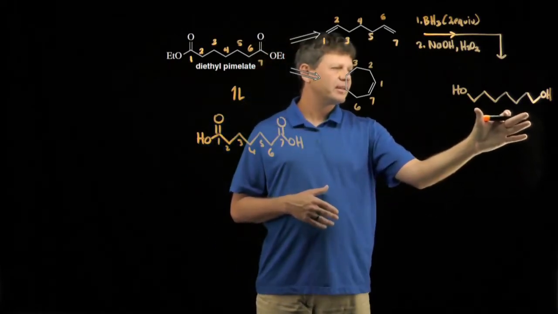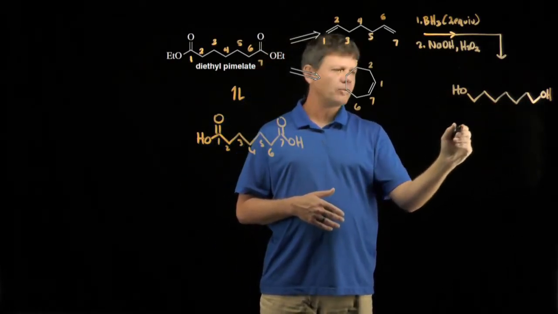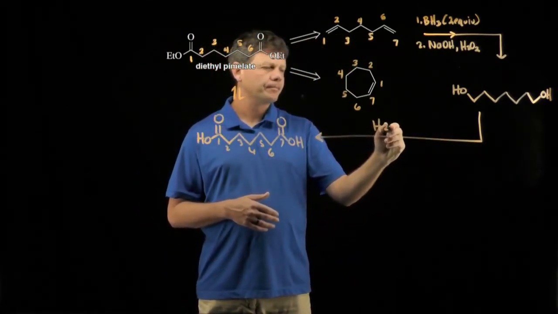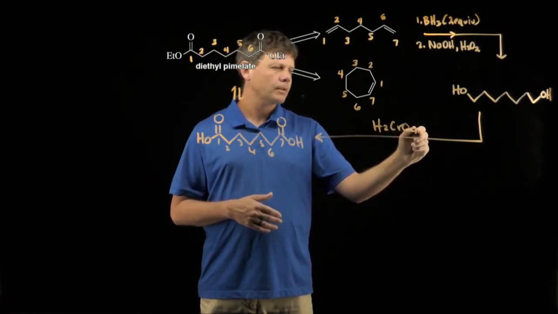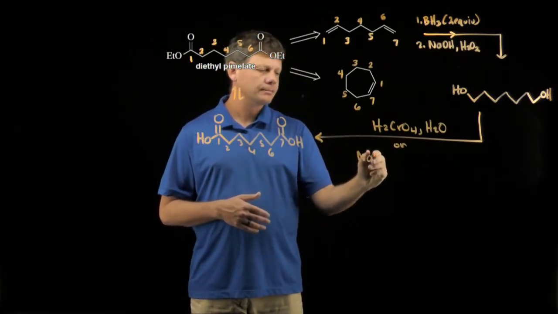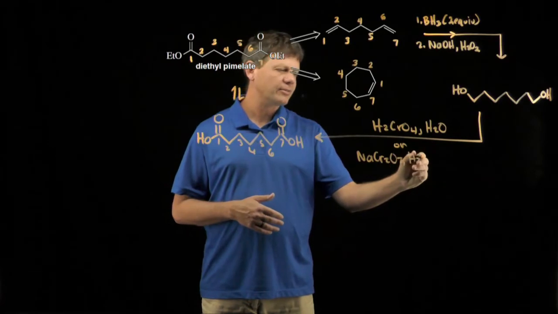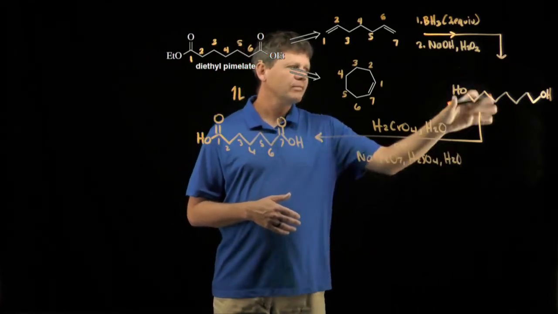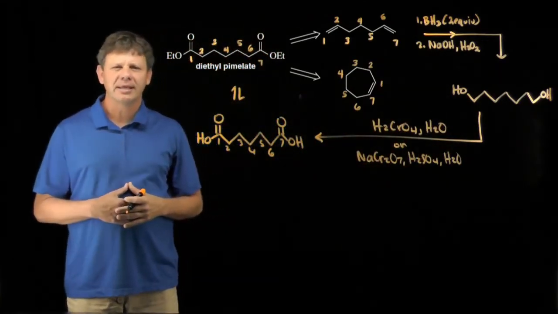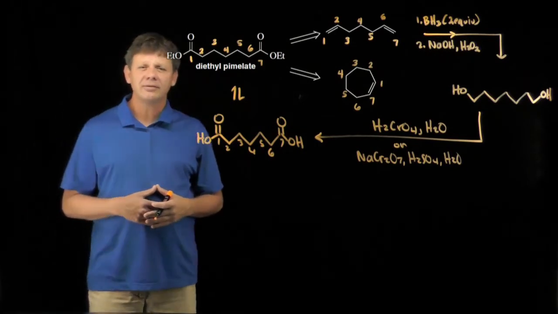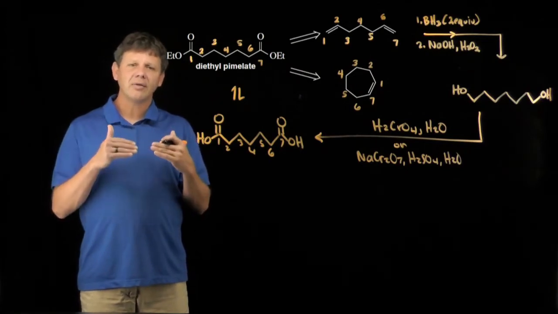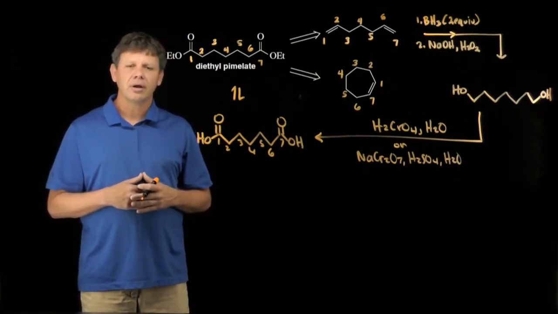Now we know that from this diol, we can oxidize primary alcohols all the way up to the carboxylic acid using chromic acid. In water, we'll often see that written as sodium dichromate, sulfuric acid, and water. Either one of those should oxidize these primary alcohols all the way up to the carboxylic acid. Now, using chromic acid is not the greenest way of doing this synthesis. So what we could do instead is do a Swern oxidation to an aldehyde and then a Pinnick oxidation to the carboxylic acid.